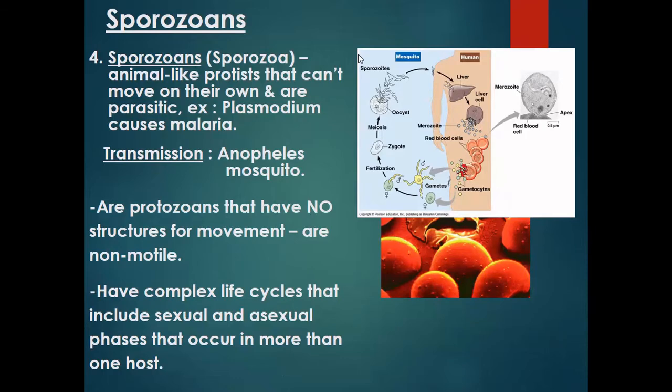Now let's have the group of the sporozoans. Sporozoans have the most complex life cycle among protozoans because they undergo several stages. What is unique about sporozoans is that even though they have no locomotory organ, they have the most complex life cycle of all protozoans.